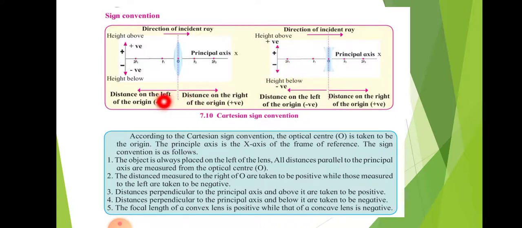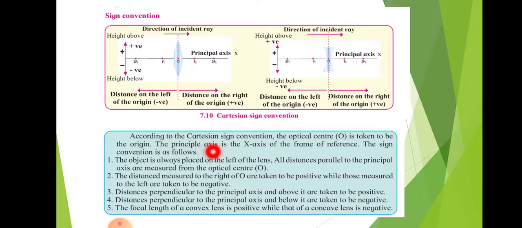And the distance is always negative on the left hand side and positive on the right hand side. Here also the same: the distance of the image on the left hand side of the origin will be taken as negative, and the distance of the image on the right hand side of the origin is taken as what? Positive. So here you can see, according to the Cartesian sign convention the optical center O is taken to be the origin. Yes, so O is the origin.